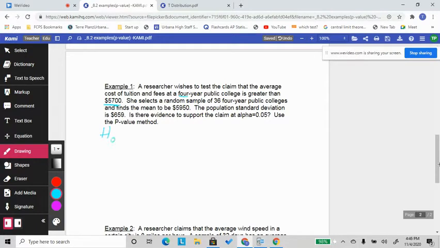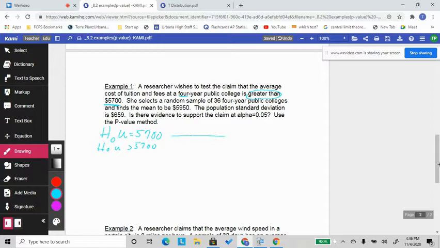Let's say that the mean right now is $5,700, and she thinks that it is more expensive than that and finds it to be greater. Okay, she's saying that she thinks that it's greater than. So the researcher thinks it's greater than 5,700, so she's going to do a hypothesis test on that.